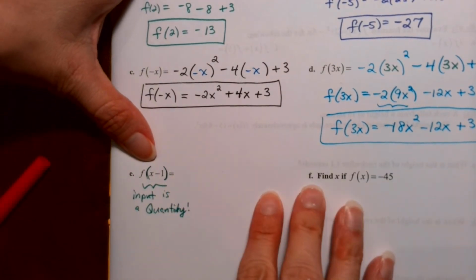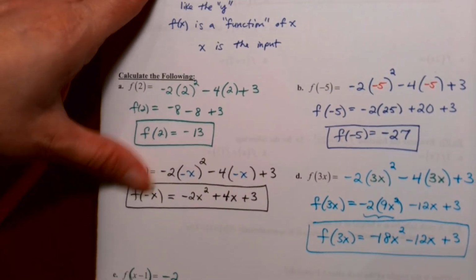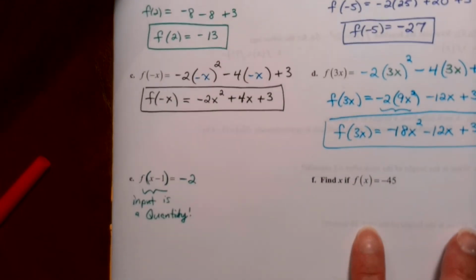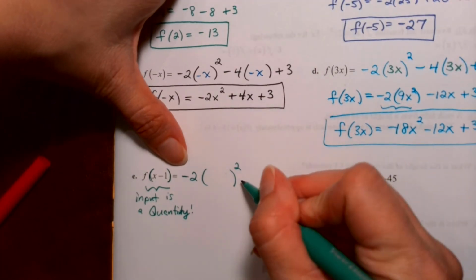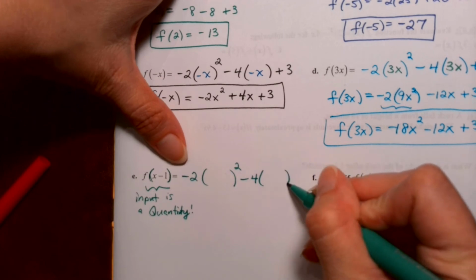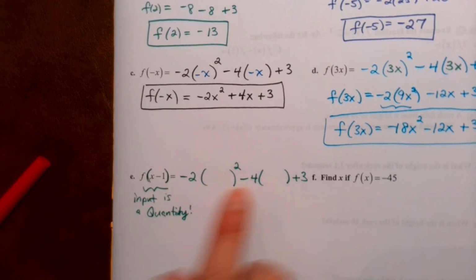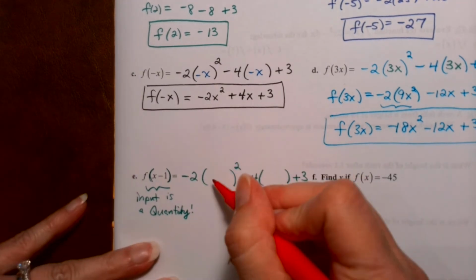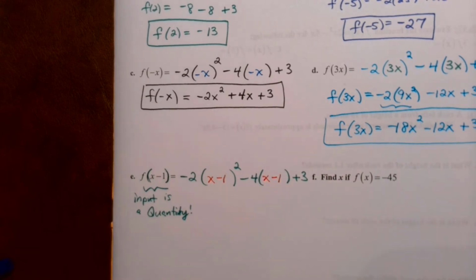So I'm going to get set up with those parentheses again. Negative 2. Where's that function? Can I see it? Not really. Negative 2, and then we have input squared. The rest of the equation says negative 4 times input plus 3. So that's how it's going to work. Now we're going to put the input into the input places. So the input here is the quantity x minus 1, and again here, x minus 1.